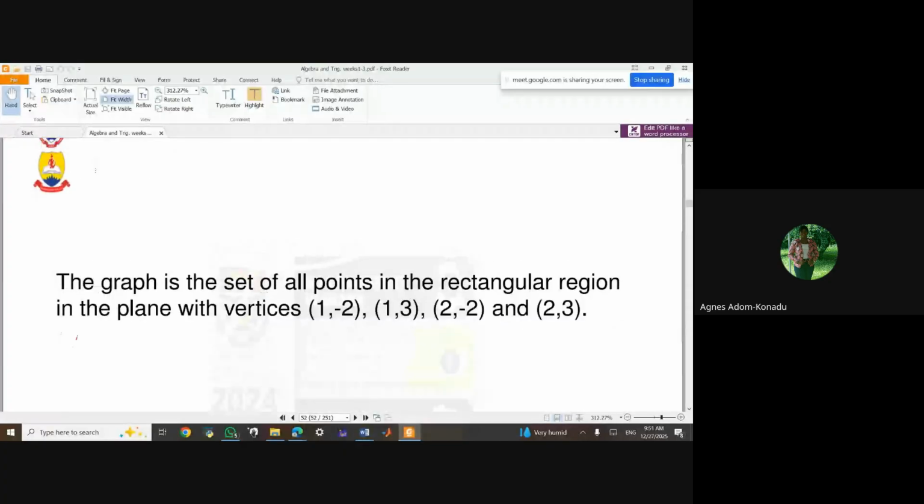Okay, so you sketch it. It says that the graph is a set of all points in the rectangular region in the plane with vertices (1, -2), (1, 3), (2, -2), (2, 3).